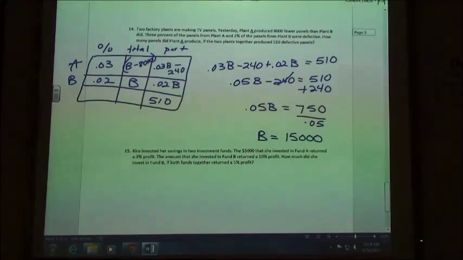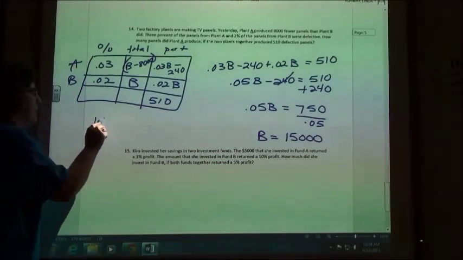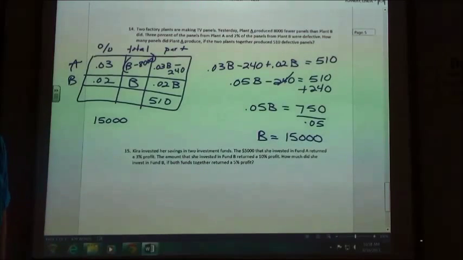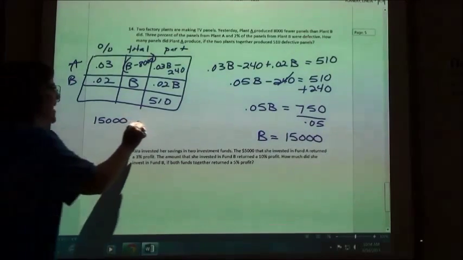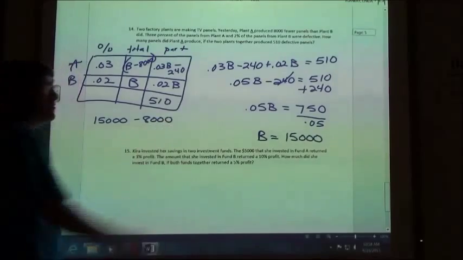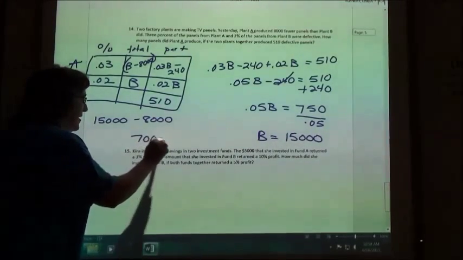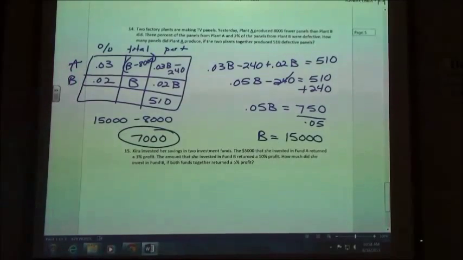The question wants to know how many panels did plant A produce. So if I want to find the number from plant A, I'm going to take 15,000 and subtract the 8,000 because A did 8,000 fewer than B, right? So the answer to the question, 7,000.